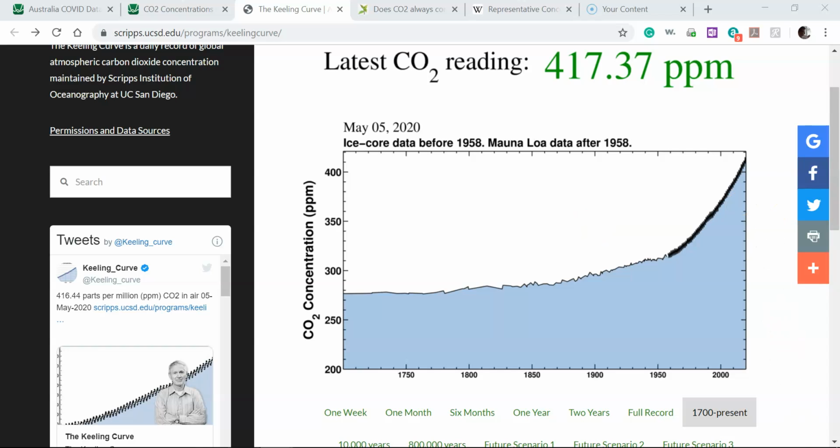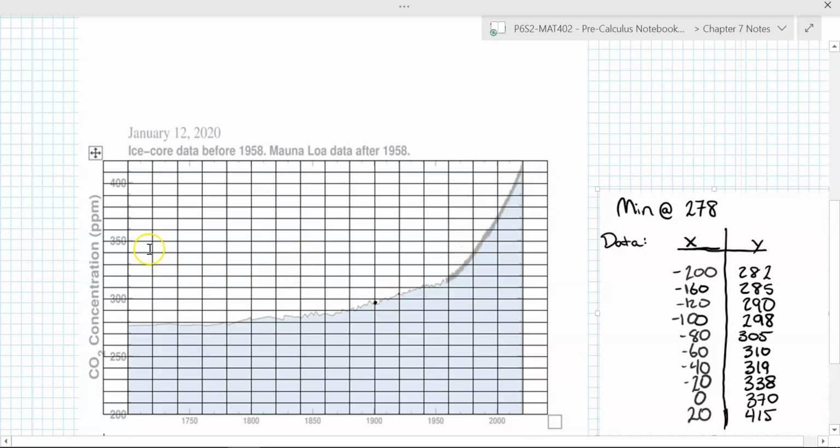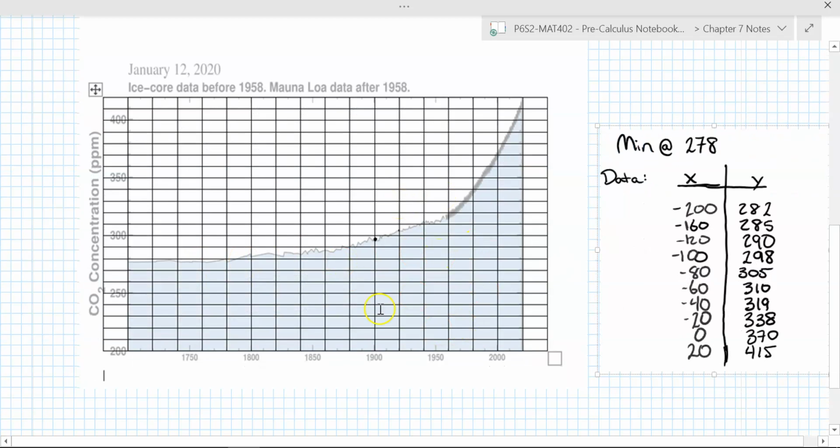So I took this, and they have the actual data from someplace. But if you didn't find data, I did this a few months ago. I just overlaid it along this so I could get some data points to create my model. I used 0 as 2000, the turn of the millennium. My x value of 0 corresponds there, where we were at about 370 parts per million of CO2 concentration. In 2020, we're at 415. The latest measurement that you saw on the last website was 417.